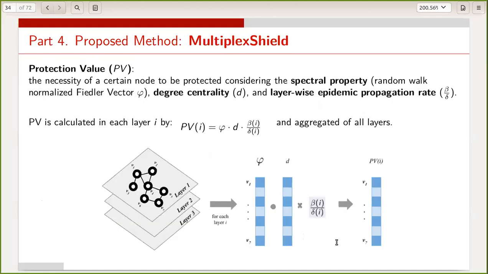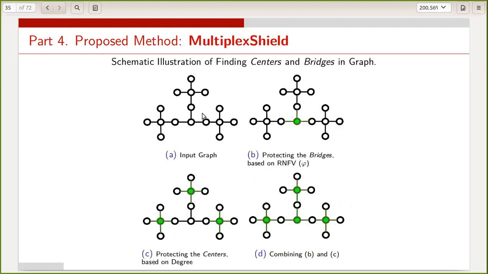So in here, it's very easy. We can just use the protection value by calculating the spectral property, the random walk normalized Fiedler vector, and multiply it with the degree centrality. And then we'll multiply it with the layer-wise epidemic propagation rate. So it still maintains the practicality of all of the criteria.